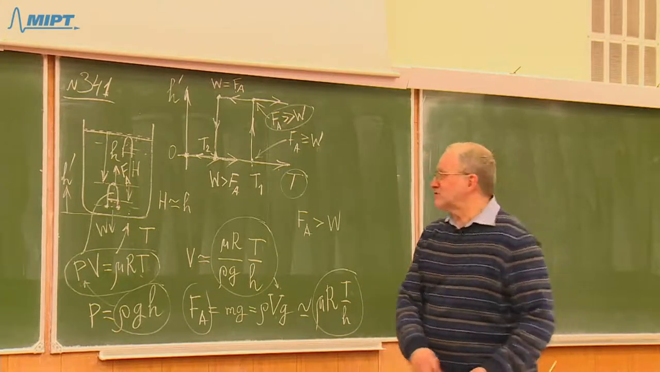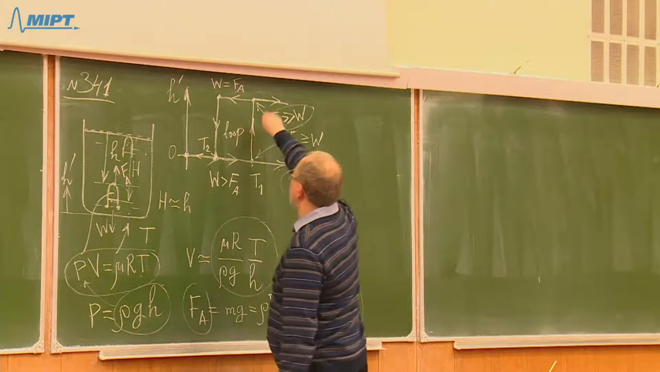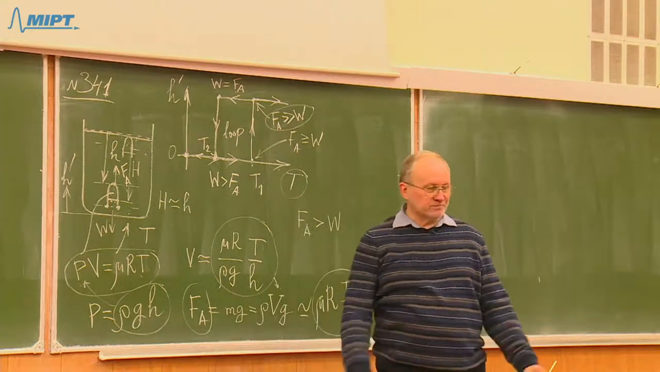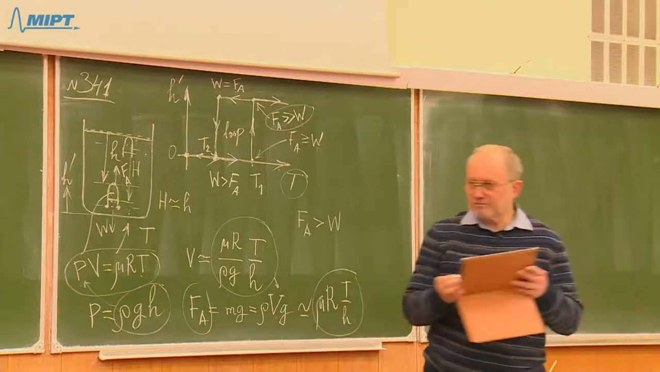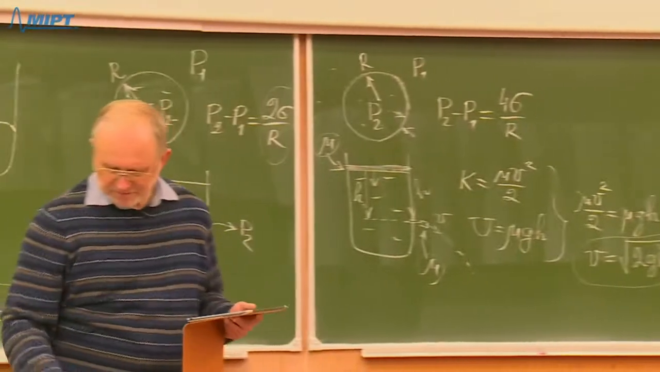People say a hysteresis loop because this is actually a loop which is on the graph. Okay, let's consider some other problems.